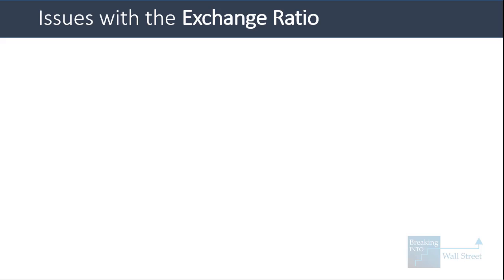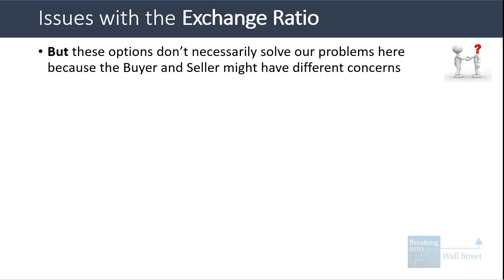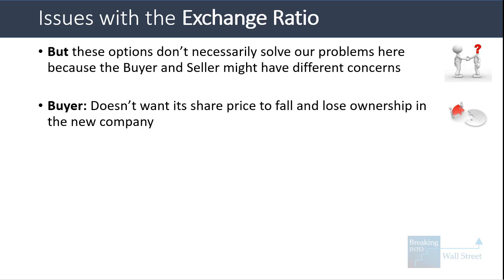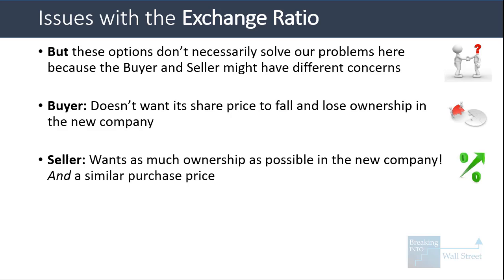Of course, there are some issues with this as well. They don't solve our problems, these solutions, because the buyer and the seller might have different concerns in this particular deal. For example, the buyer normally doesn't want its share price to fall and lose ownership in the new company. It's most concerned about preserving its ownership position and its ability to control this new company. The seller, on the other hand, wants as much ownership as possible, and they want to maintain a similar purchase price. It's okay if it changes a little bit, maybe, but they don't want their purchase price to go down by 30% just because the buyer's share price falls.